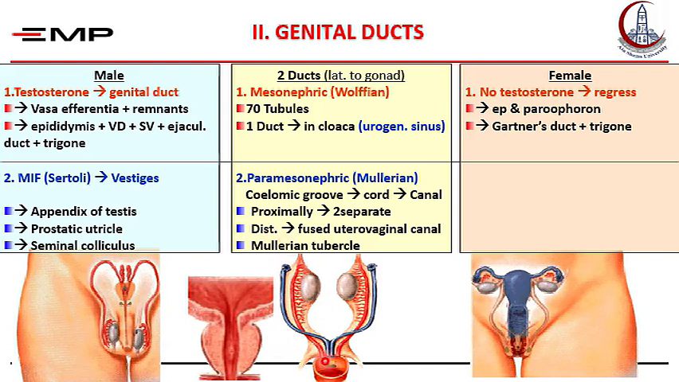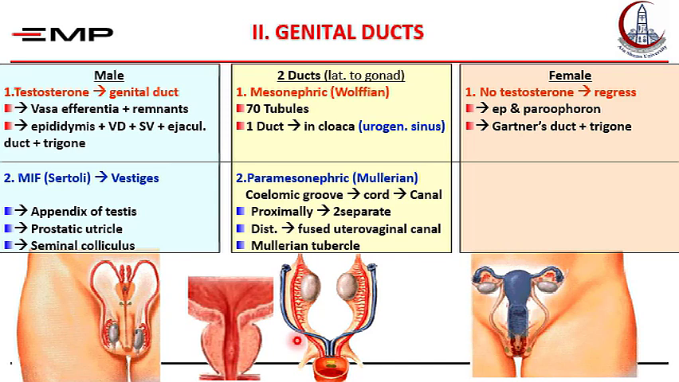How about the Mullerian tubercle? It will give the seminal colliculus in the back of the prostatic urethra, where the two ejaculatory ducts open on the sides with the prostatic utricle in between them.